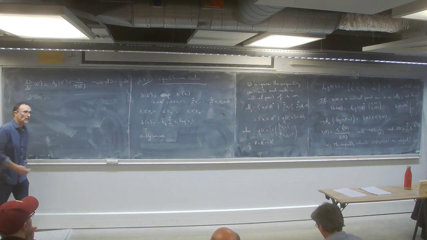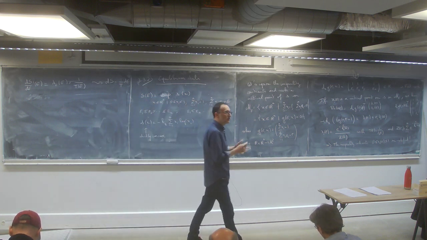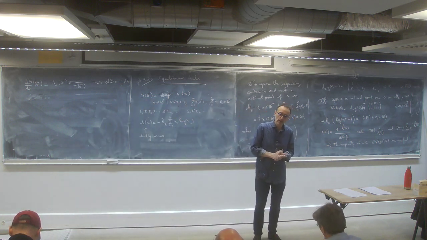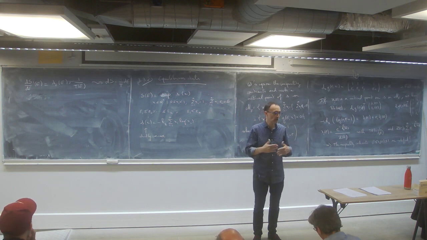So the temperature is a Lagrange multiplier. The pressure is also a Lagrange multiplier due to the fact that you fix the volume. The chemical potential is also a Lagrange multiplier due to the fact that you fix the number of particles, and so on and so forth. Yes, absolutely.